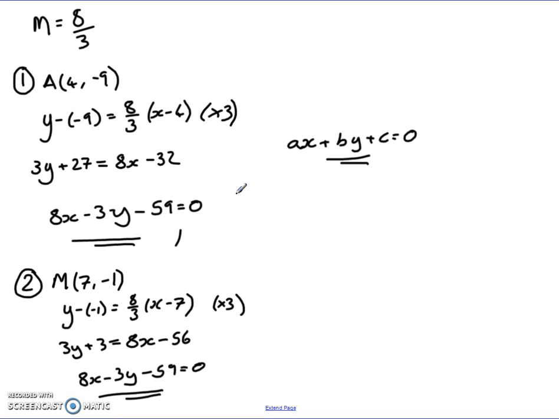And in this case, for this example, we ended up with the same answer in both. 8x minus 3y minus 59 equals 0. That is the equation of our median. Following these steps, it's a pretty surefire way to be able to do it.